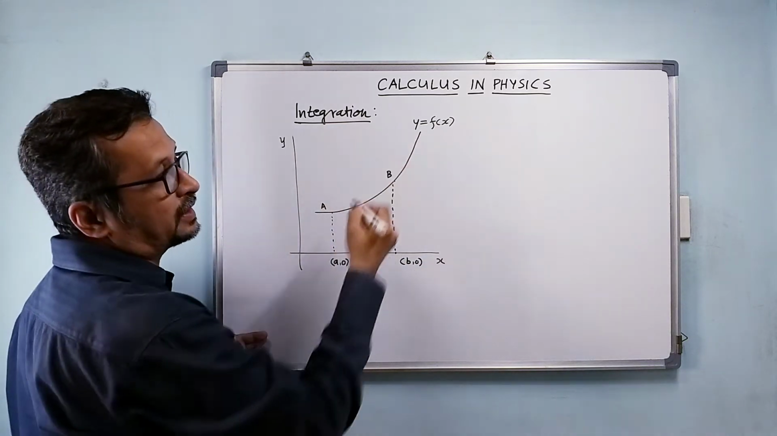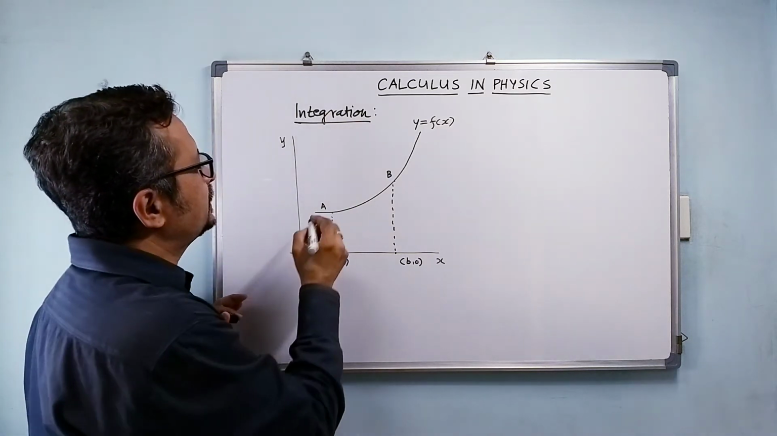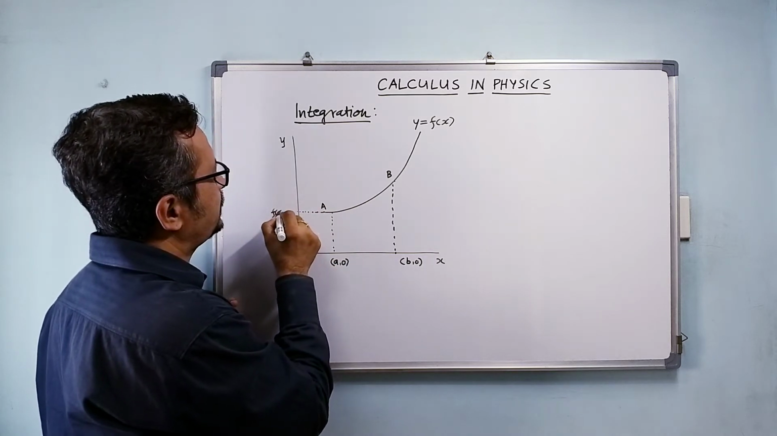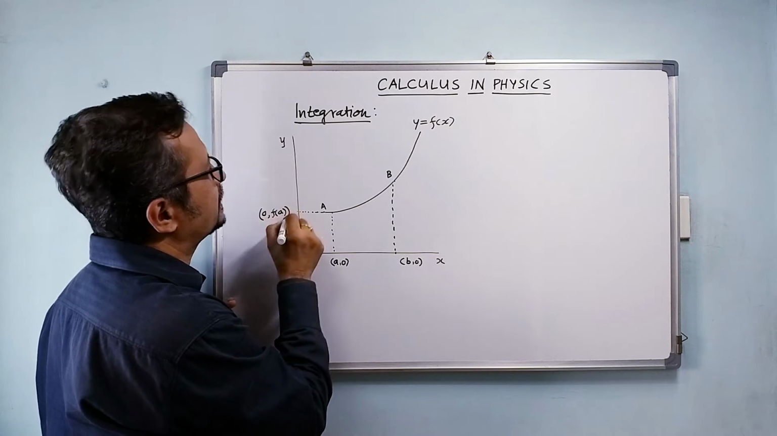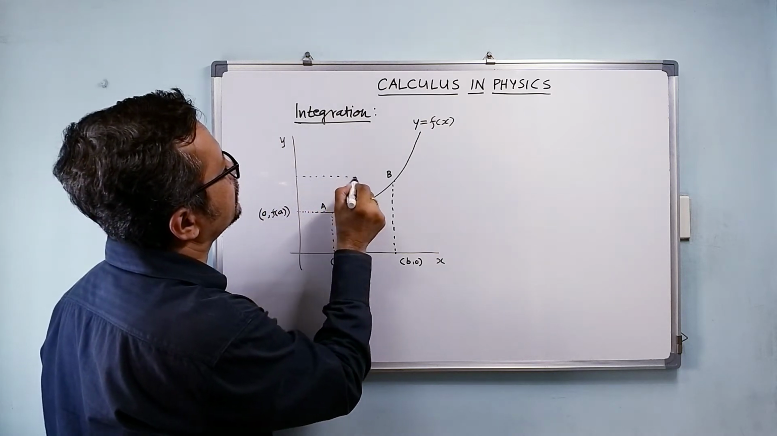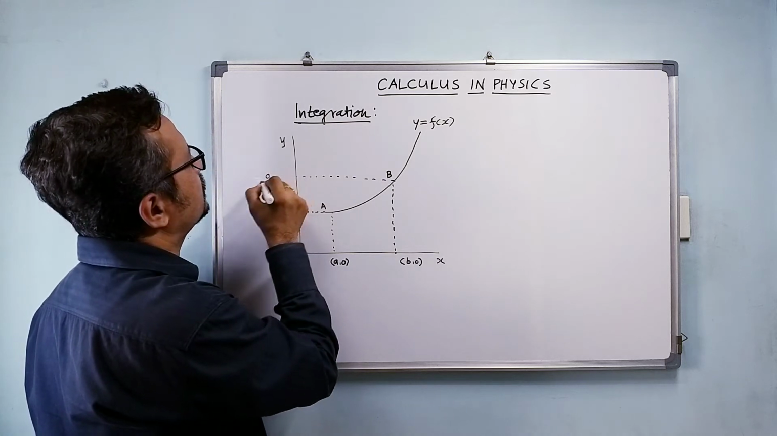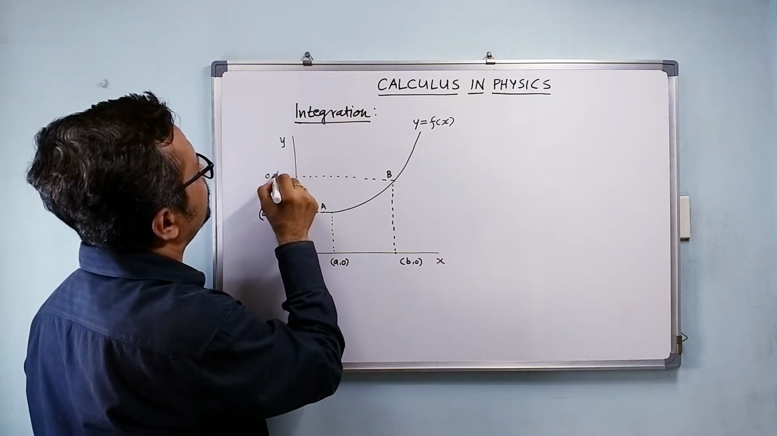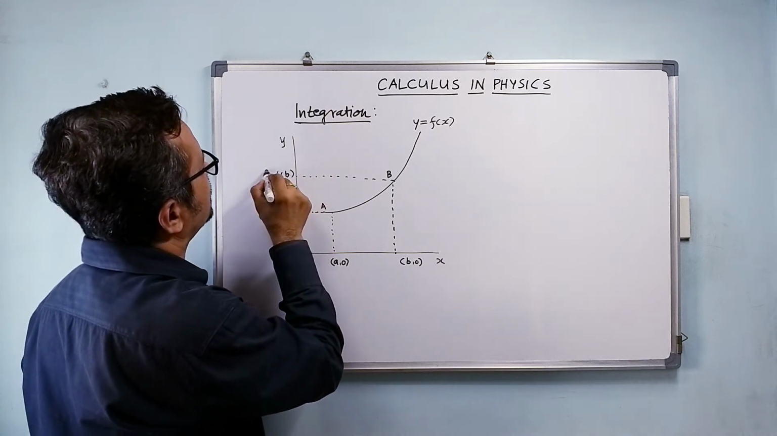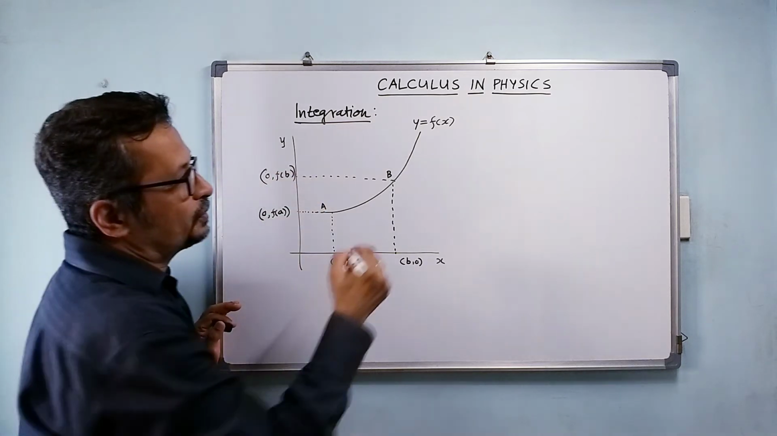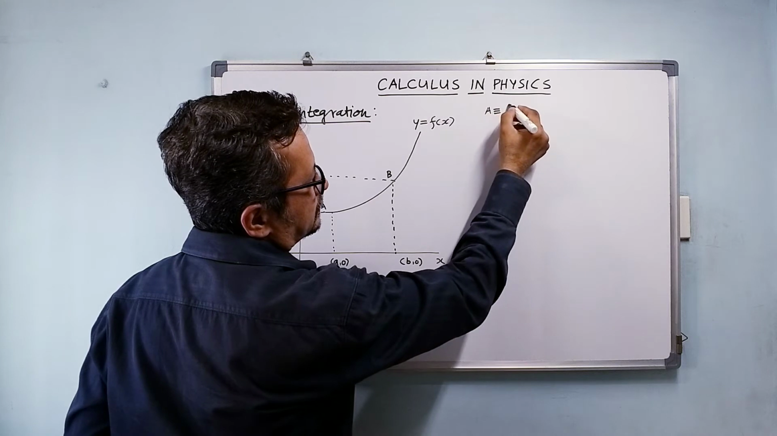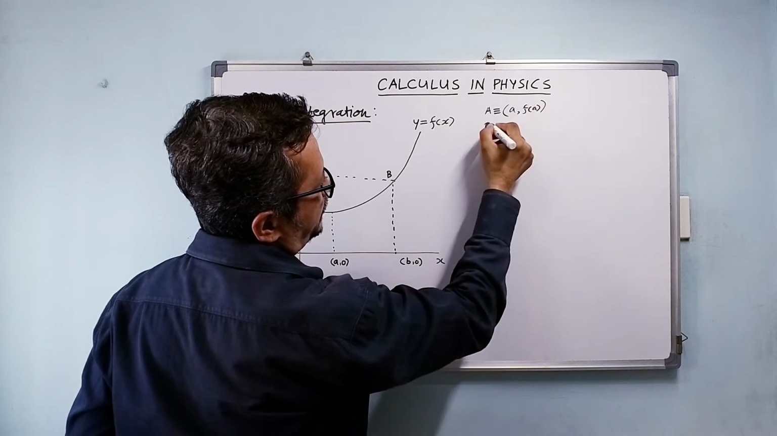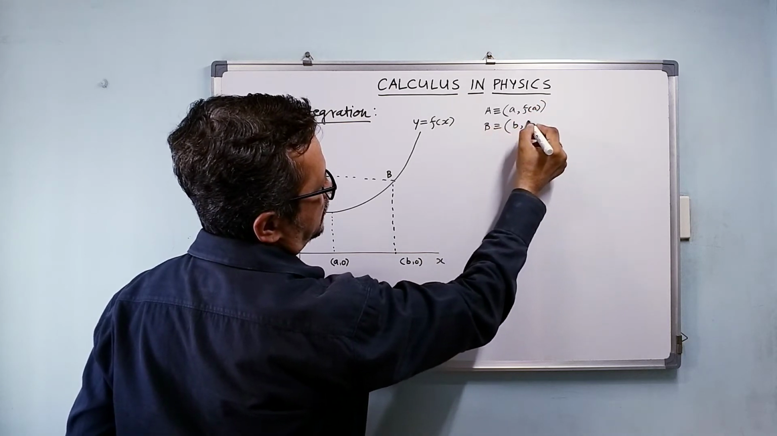Correct? So then if the curve is y is equal to f of x, then what would be the y coordinate here? Y coordinate would be f of a here, right? So 0 comma f of a, and the y coordinate over here would be f of b. So it would be 0 comma f of b. Correct? So my point A is a comma f of a, and point B is b comma f of b.